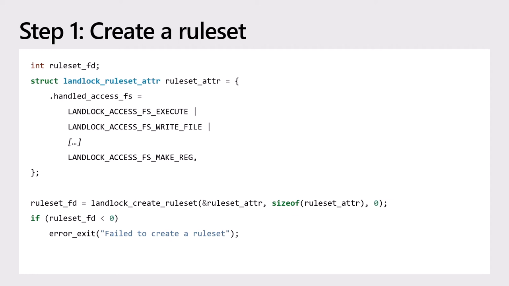Here is an example in C, but we can do the same thanks to high-level libraries for Go and Rust. First, we need to create a ruleset attribute that will define the ruleset and will contain a set of access rights. All these actions will be denied by default, except if a rule inside this ruleset allowed this action. Then we need to pass this ruleset attribute to the landlock_create_ruleset syscall, and if the call succeeds, then we get a ruleset file descriptor.